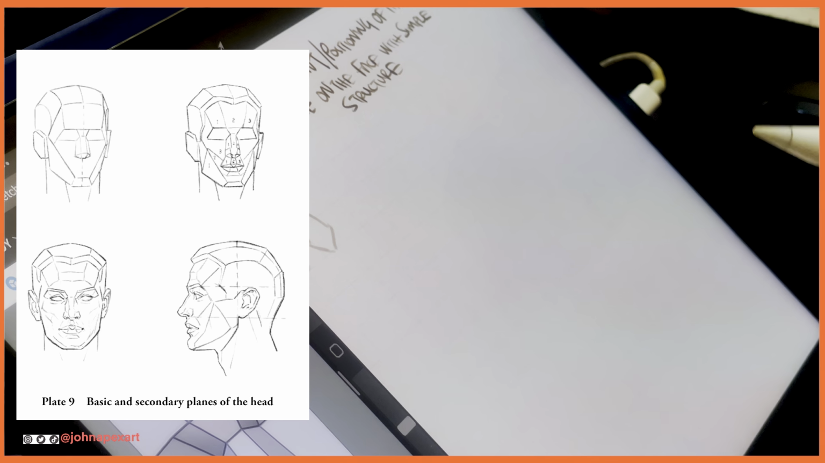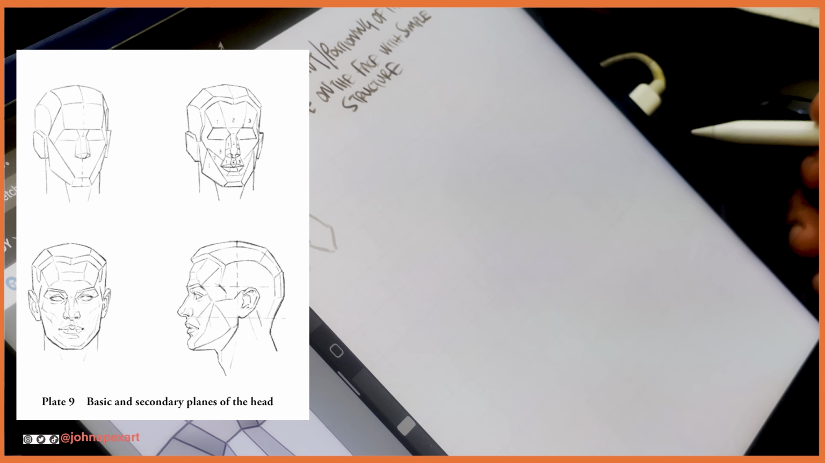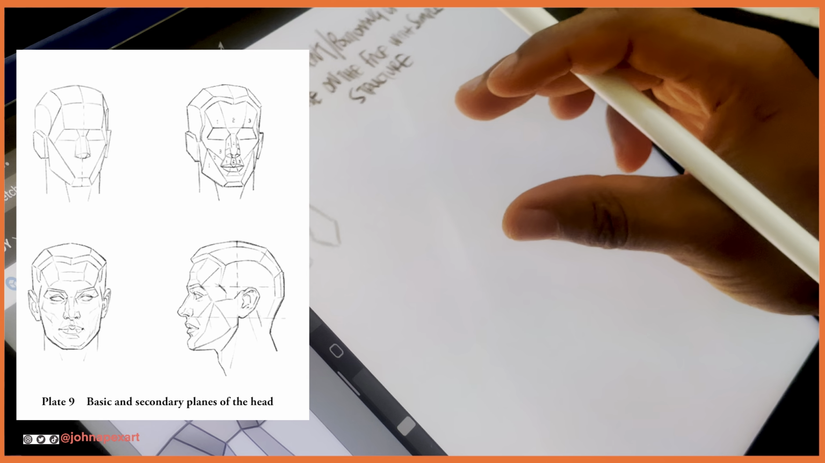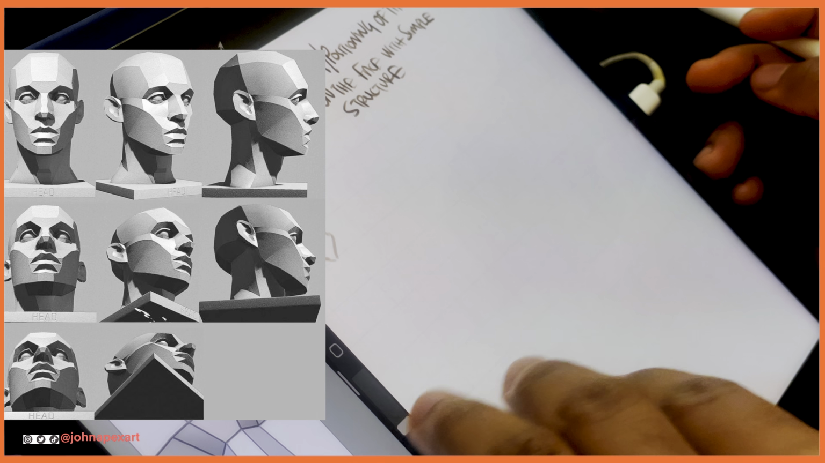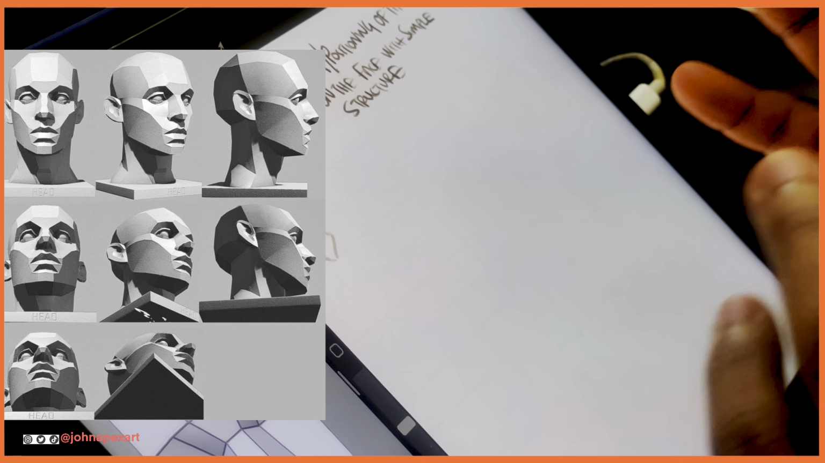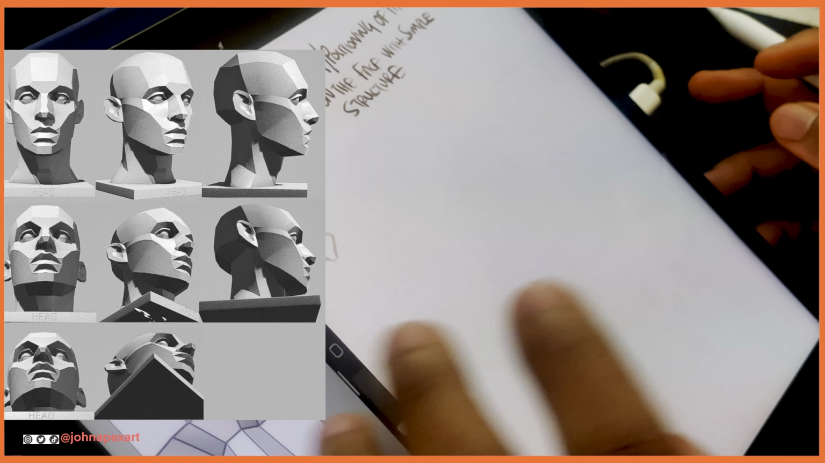So Andrew Loomis has these planes. He has the basic plane and then the secondary plane, and this is the basic plane. Whenever you're drawing, you can always identify this simple plane on anybody's face, and it's going to help with light direction. You can also use the arrowhead to look at how planes help with the movement of shadows across the face.